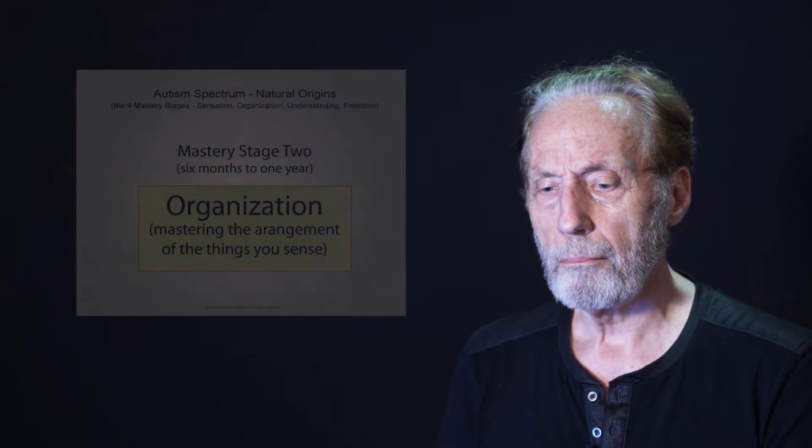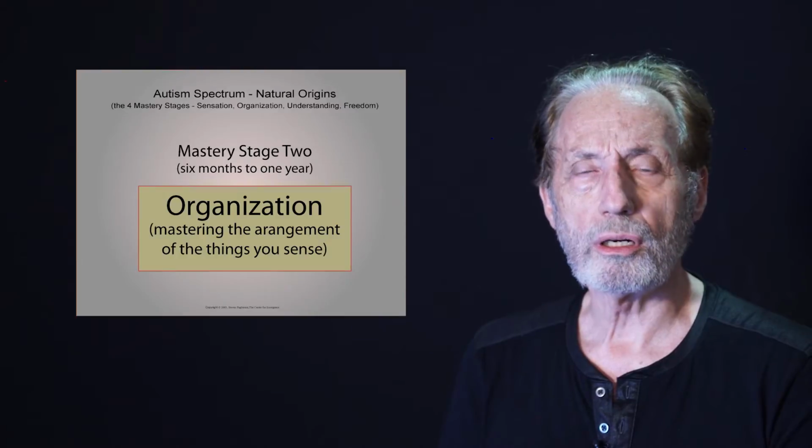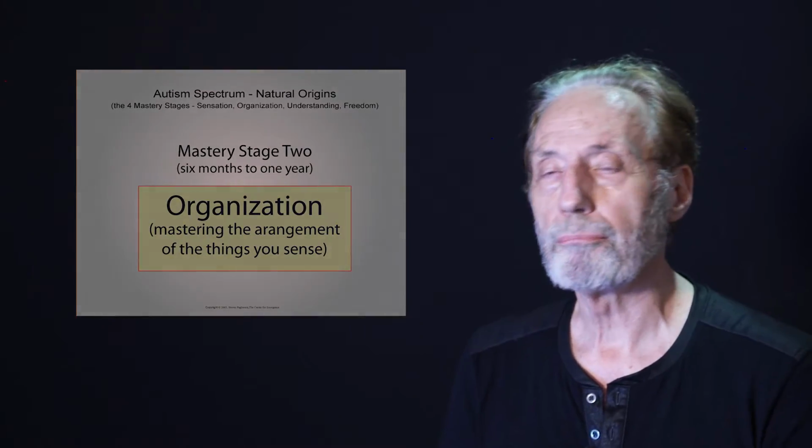At about 6 months old and going on through about a year, the baby has now acquired enough mastery of their senses to move into the second area of development, which is that they use this mastery to sense and arrange the things in their environment. You see babies moving blocks, babies moving their toes, babies turning their bodies, rearranging their bodies, moving blankets, etc. And so in this second mastery stage, the focus is on arranging the things that they have learned to sense.